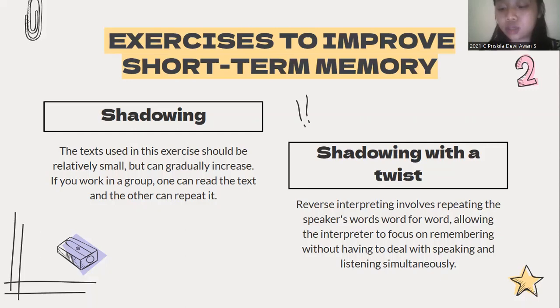The text used in this exercise should be relatively small, but can gradually increase. If you work in a group, one can read the text and the other can repeat it. And the second exercise is shadowing with a delay. Reverse interpreting involves repeating the speaker's words word for word, allowing the interpreter to focus on remembering without having to deal with speaking and listening simultaneously.